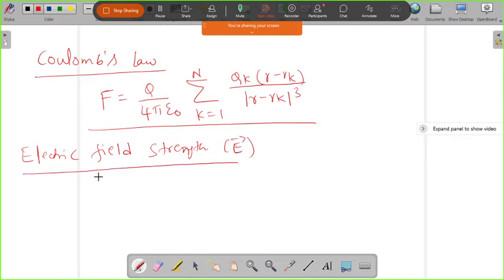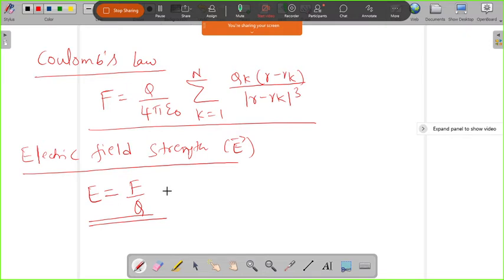This electric field strength is related to force also. We can define electric field strength as the force per unit charge, that is F by Q. It is a force per unit charge. Whenever a charge is placed in a region, it will produce an electric field. So the electric field intensity or electric field strength is the force per unit charge when placed in an electric field. So that is what electric field strength is.